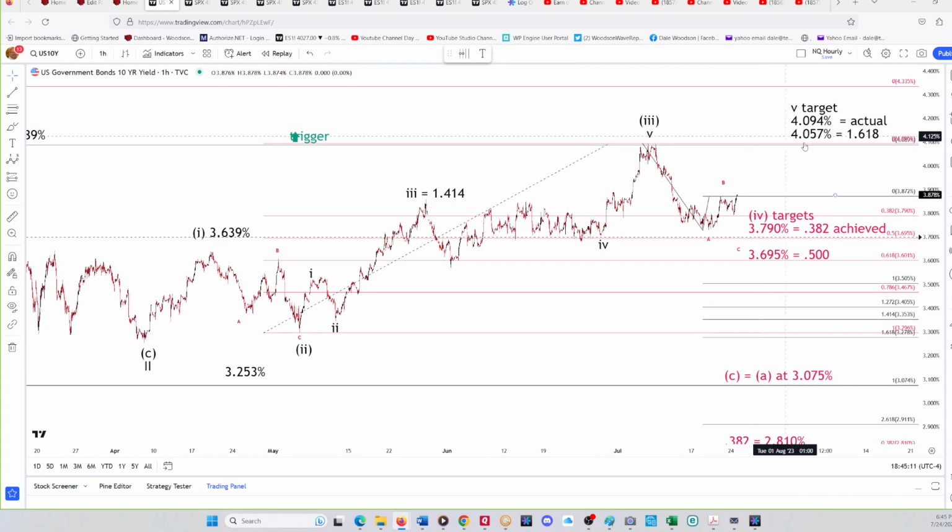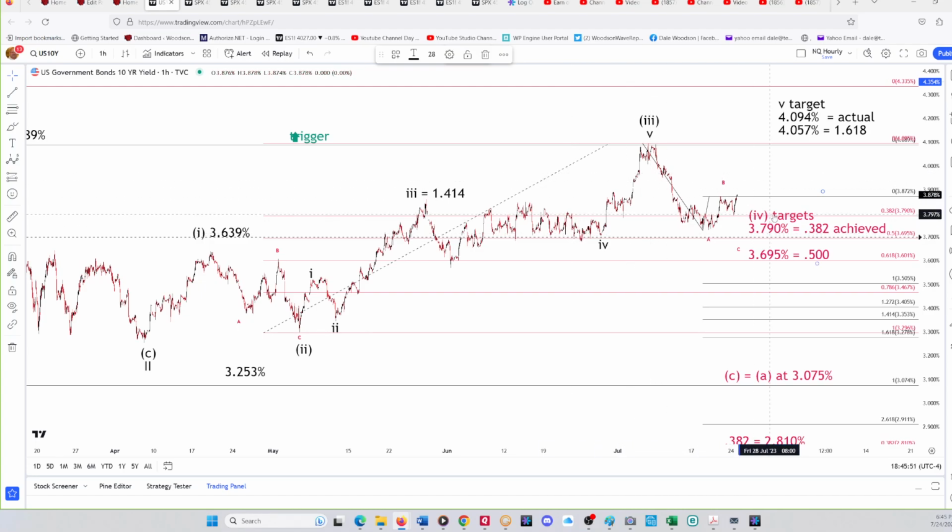It was within a few tenths of a point of a direct hit on our target. Then we have an A down and a B up. C equals A down here at 3.505. This is our 4th wave target. You can see the 382 is at 3.790 and it hit it, and the 500 is right there at 3.695%. That's the red line there. That's basically the bottom of 4, all that long sideways consolidation.